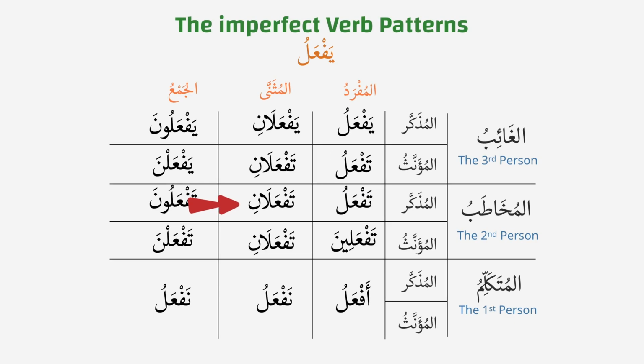Next is تفعلان, which we did for third person dual feminine, but here it is for second person dual masculine, and it will be the same for second person dual feminine, and their i'rab is same as well. Alhamdulillah. Let's do it once again.